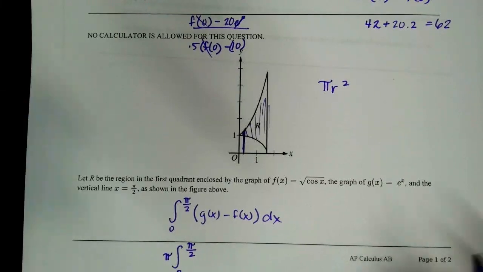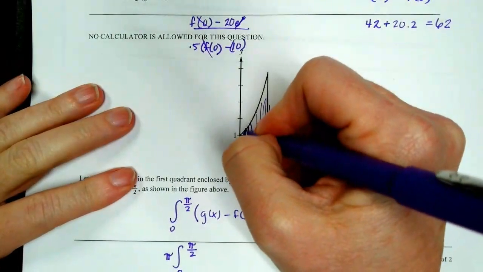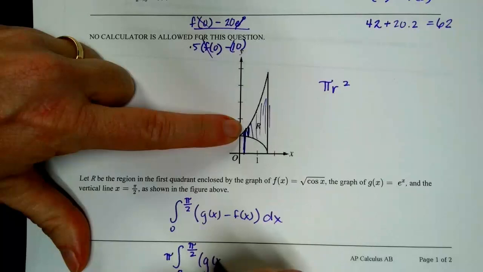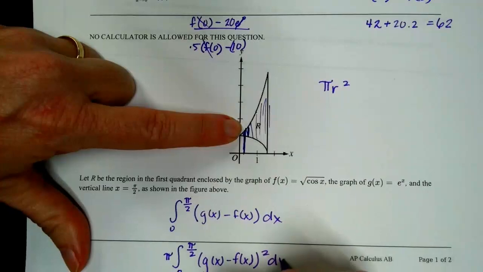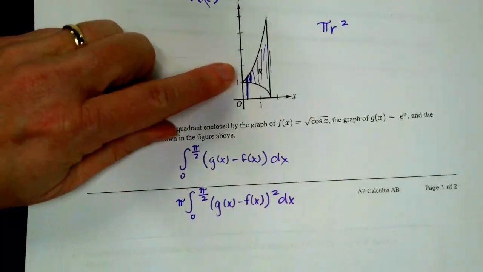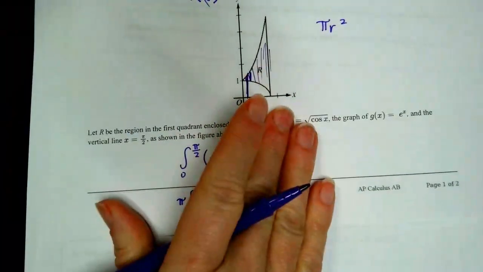All right. So actually, I need this radius rotated around. So that radius is g of x minus f of x, squared. Right? Because that's my radius.